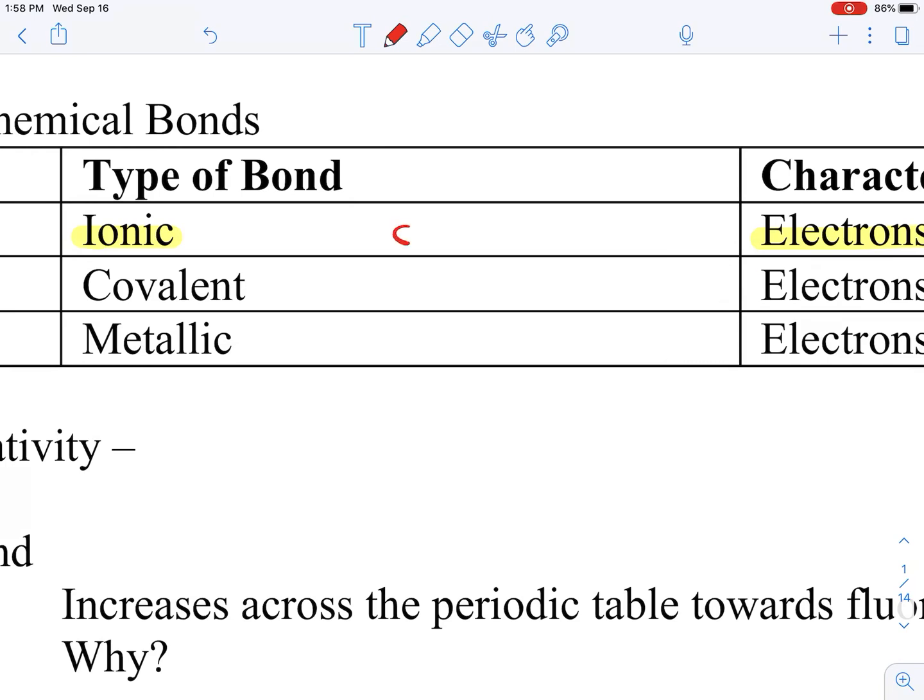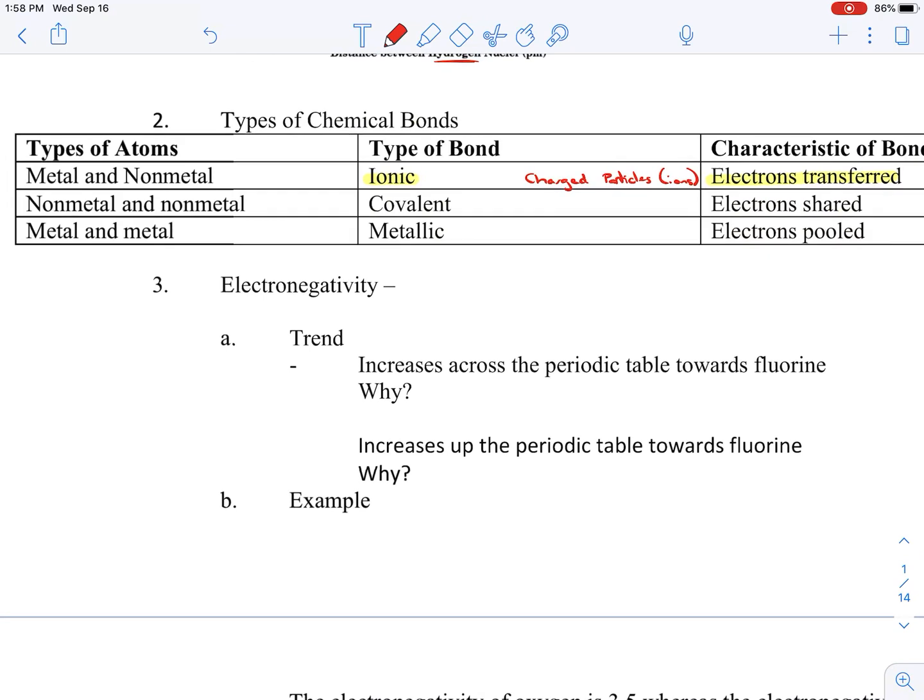Okay, so we're going to say charged particles here. All right, we have ions, thus the name, ionic. Okay. Then we have our covalent bonds. This is a bond between two nonmetals. This is where our electrons are shared. All right, so our electrons are shared.